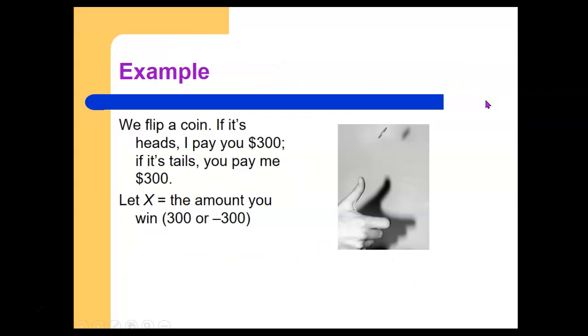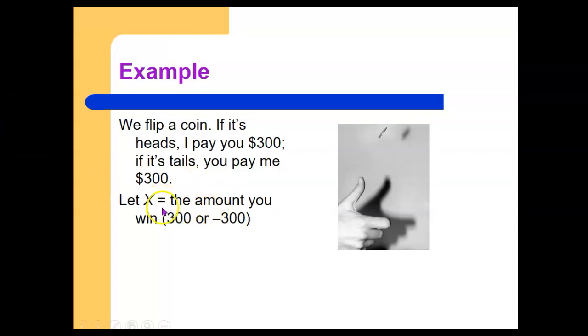So let's start with a really dumb, simple example. So in this really dumb, simple gambling game, the way it works is we flip a coin. And if it comes up heads, I pay you $300. And if it comes up tails, you pay me $300. And I let you examine the coin. Make sure it's got a heads on one side, tails on the other side. It's completely fair. It's got a 50-50 chance of coming up either way.